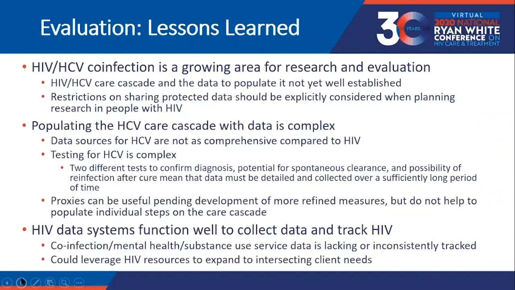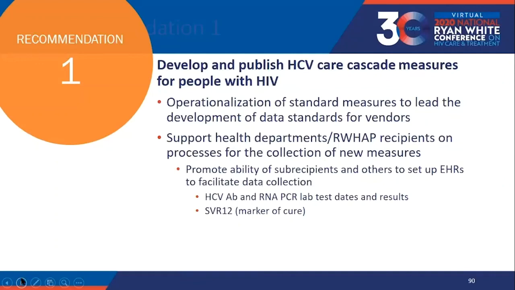Given all of the lessons learned, we had some thoughts about how to push forward the science around the care cascade. Of course, it would be really helpful to develop consensus around HCV care cascade measures for people with HIV so that we can come to a consensus on what can be reasonably collected. And this could even be revisited and refined as data collection becomes more sophisticated. Populating these measures, though, would require operationalization of standard measures to lead the development of data standards for vendors so that there's consistent data collection as well.